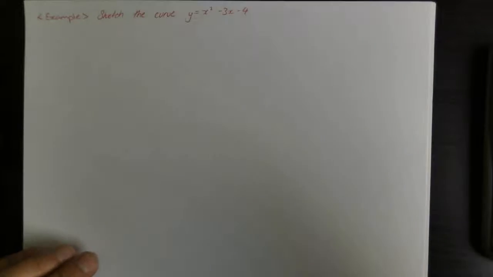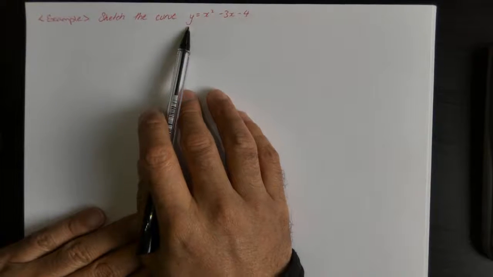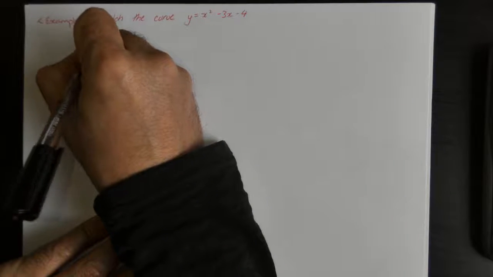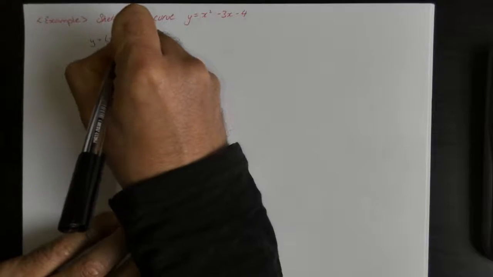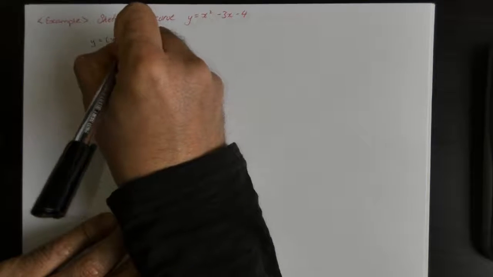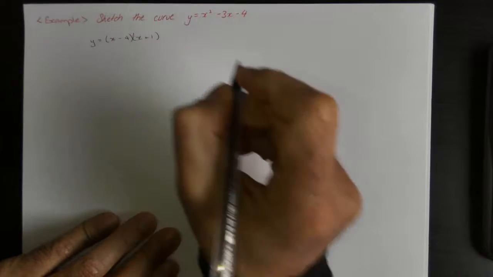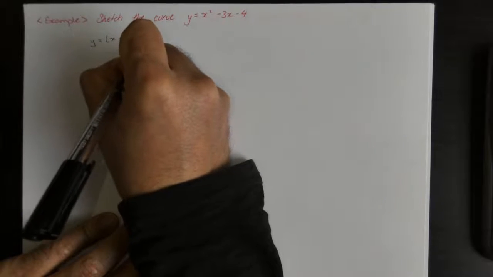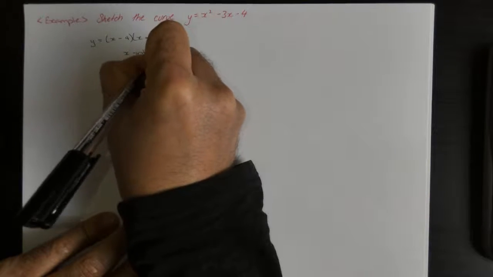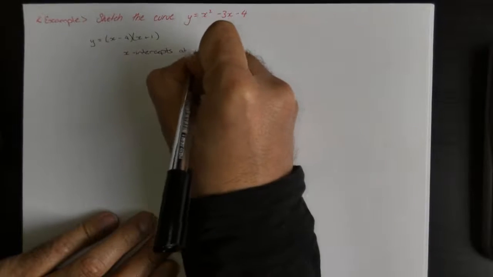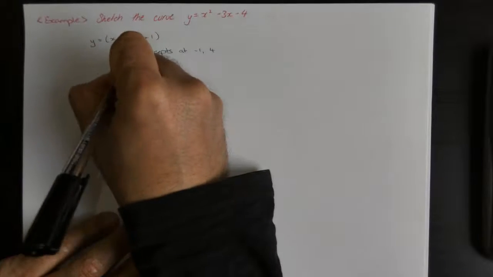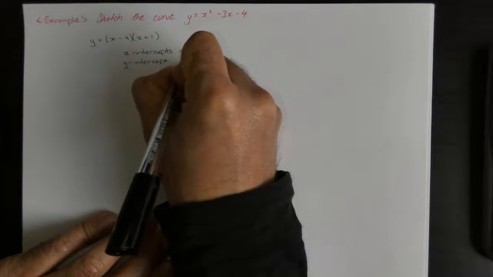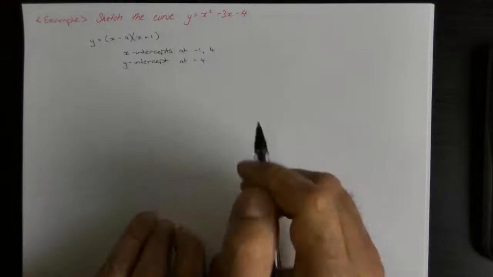Let's do some examples. We want to sketch the curve y equals x squared minus 3x minus 4. Well, we know it's a parabola. We can definitely factorize this. So knowing this, we know we have x-intercepts at negative 1 and 4. We have a y-intercept at negative 4.